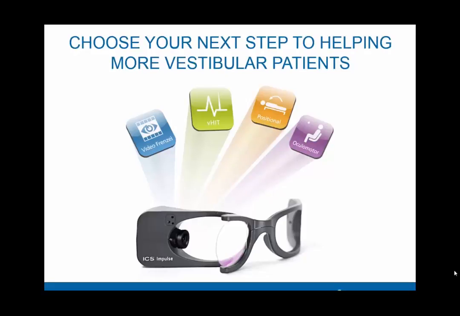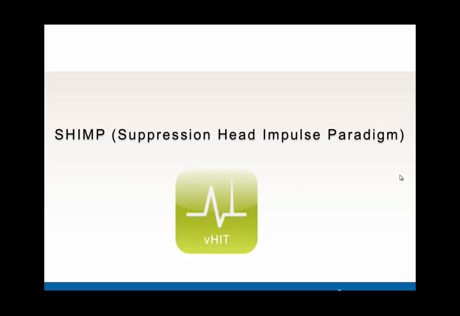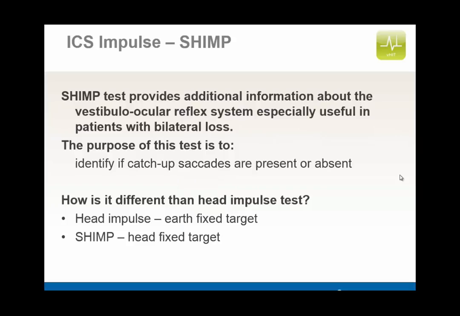I'm Wendy Crumley-Welsh, the product manager for ICS Impulse, and today we're going to be talking about SHIMP, Suppression Head Impulse Paradigm. SHIMP is part of the VHIT module. So again, SHIMP stands for Suppression Head Impulse Paradigm. What is SHIMP? The SHIMP test provides additional information about the vestibular ocular reflex system, especially useful in patients with bilateral loss. The purpose of the test is to identify if catch-up saccades are present or absent.